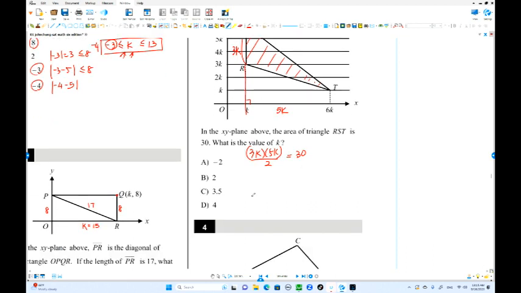Okay, so 15k squared over 2 equals 30, so 15k squared equals 60. k squared equals 4, and k is what? Plus or minus 2, but k must be positive, right? 2 is the answer.